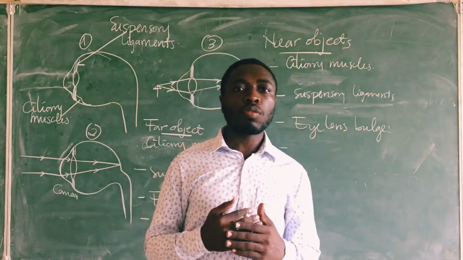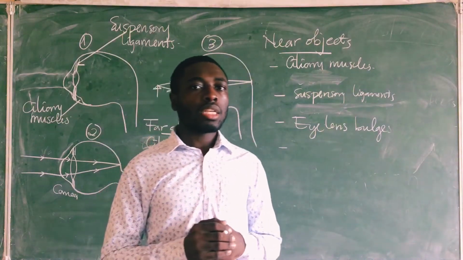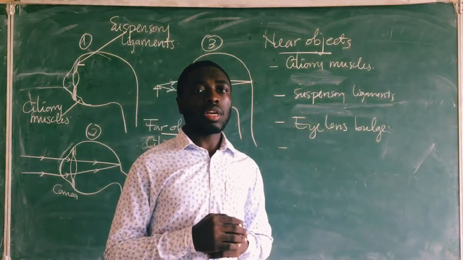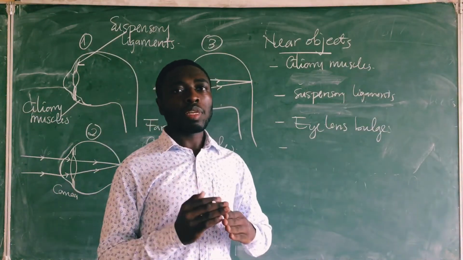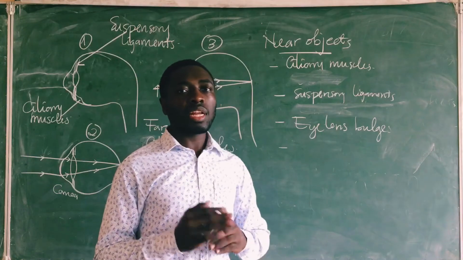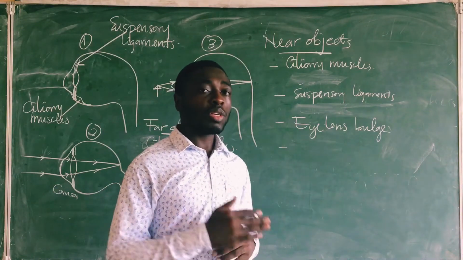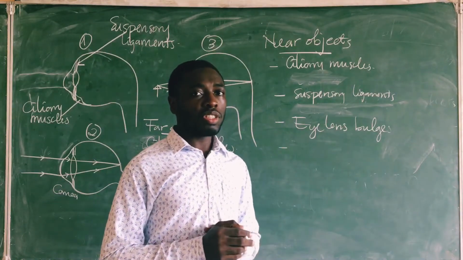So first of all, I would like you to understand the fact that the far point of the eye is considered at least from 6 meters and above, because from 6 meters and above, the rays that are coming from an object are considered to be parallel. But below that, the rays are considered to be divergent.